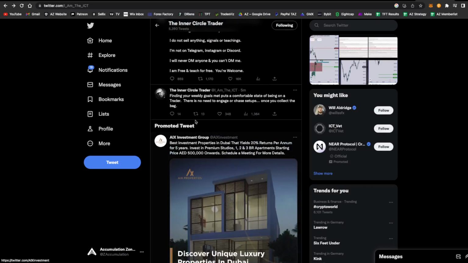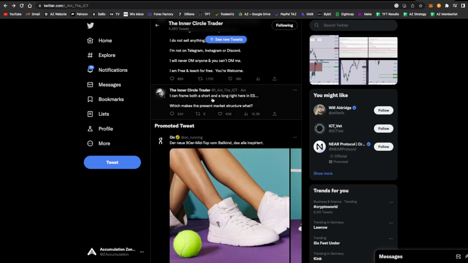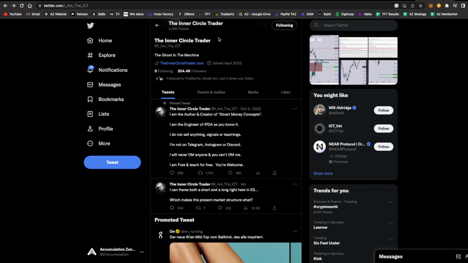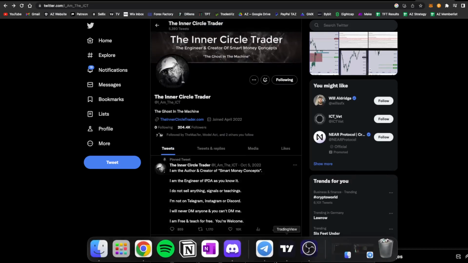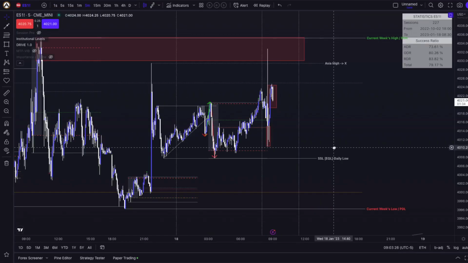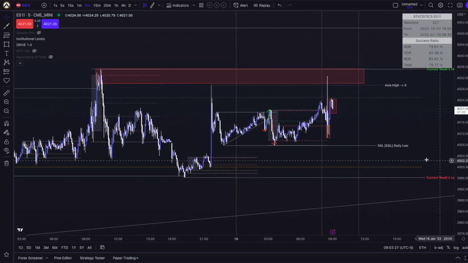34 wiped out clean. I can frame both a short and a long right here in ES, which makes the present market structure what? Indecisive, staying on the sidelines. Consolidation, ranging. All right, let's see.